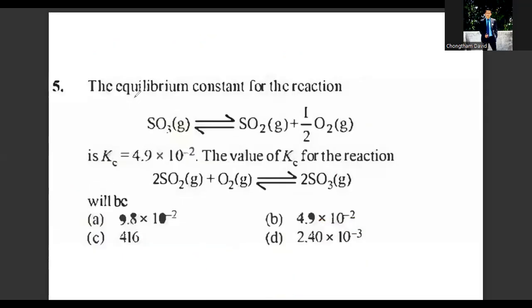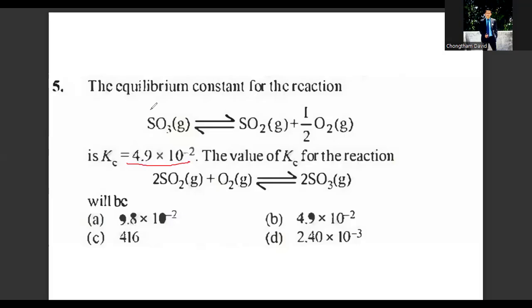The equilibrium constant for the reaction, sulfur dioxide and oxygen giving sulfur trioxide, is 4.9 into 10 to the power minus 2. What is the value of Kc for the reverse reaction? You should check the stoichiometric coefficients. Whenever there is a reversal of the reaction, the equilibrium constant is also affected. And not only that, when the stoichiometric coefficient is multiplied, the constant is raised to that power. So for this particular reaction, the Kc value is 4.9.